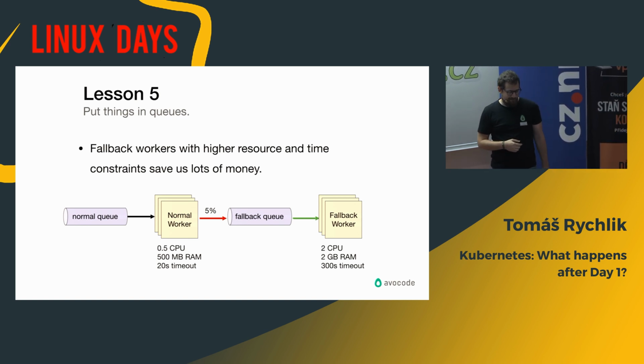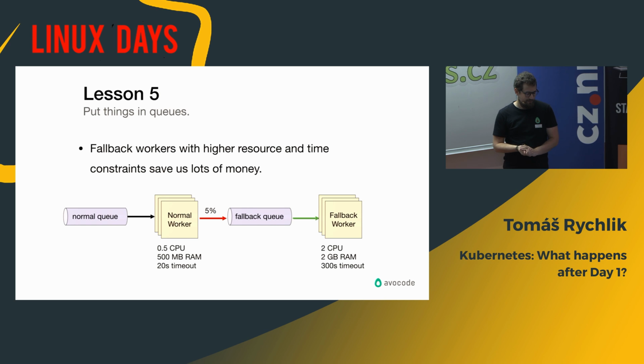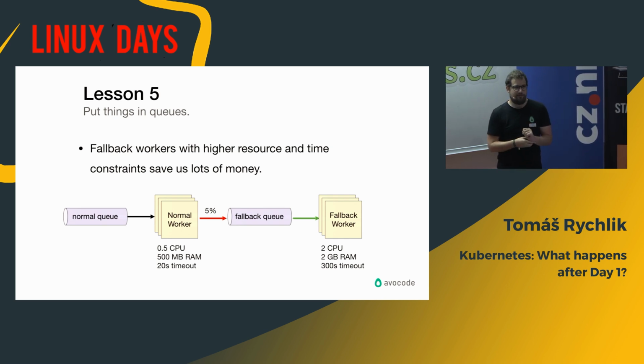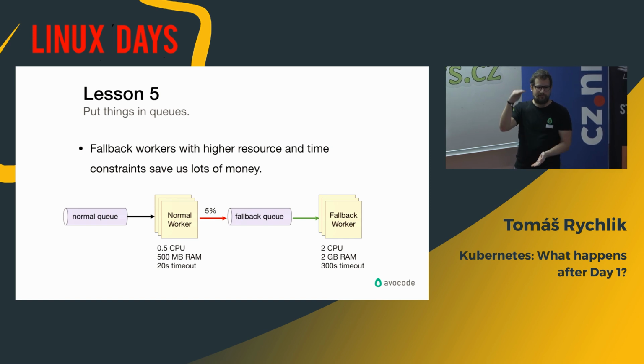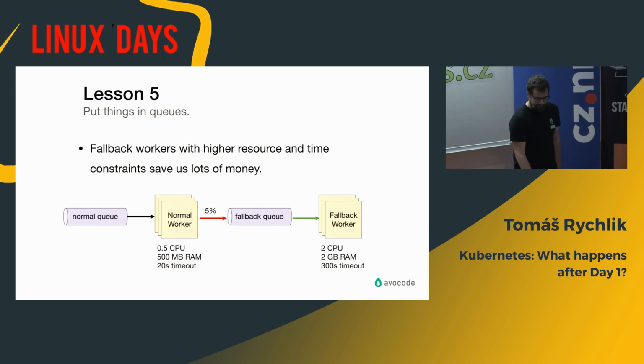This works very well and saved us a lot of money because the normal worker doesn't need as many resources as you would normally need, and you can also run a lot fewer of these fallback workers. Actually, most of the time we run 0 of these fallback workers and just start them if there is demand.